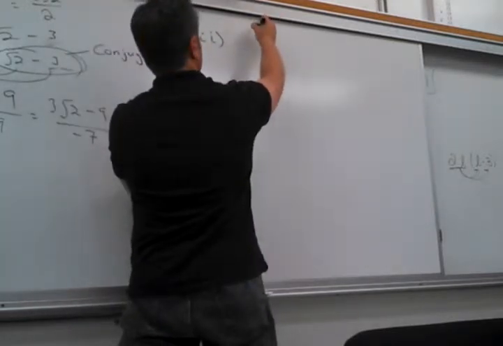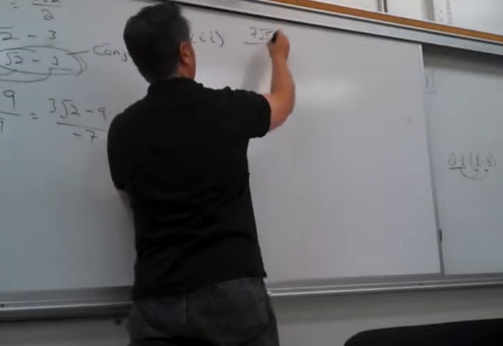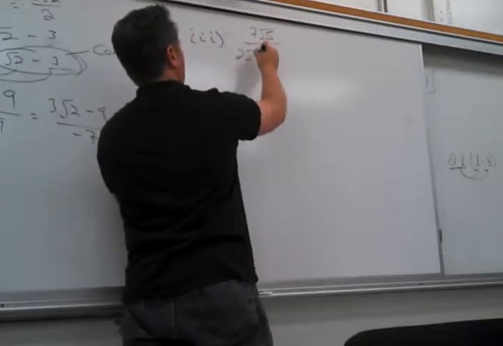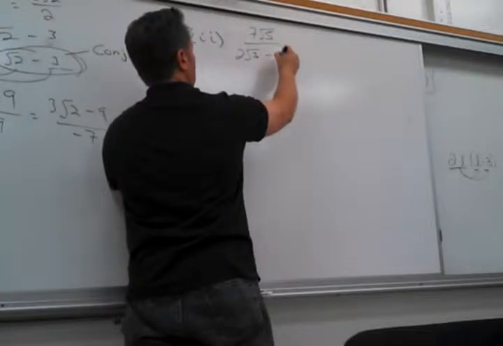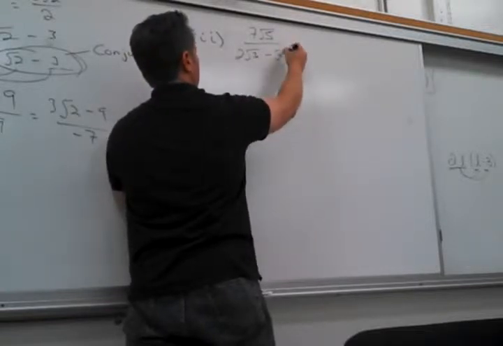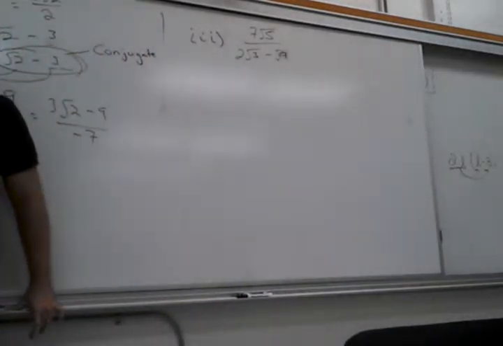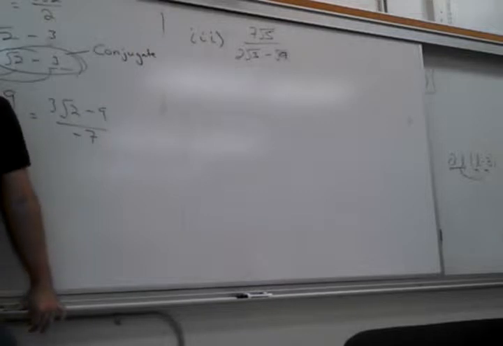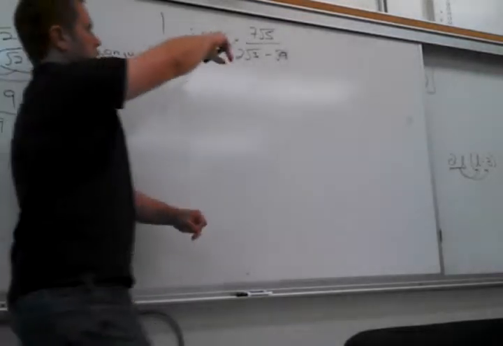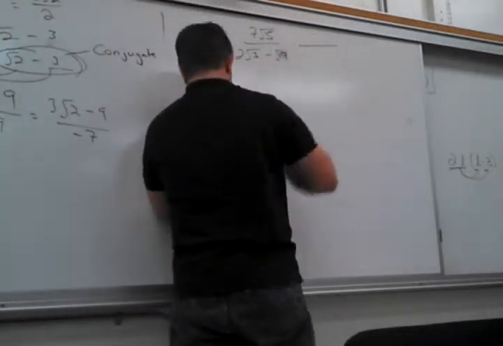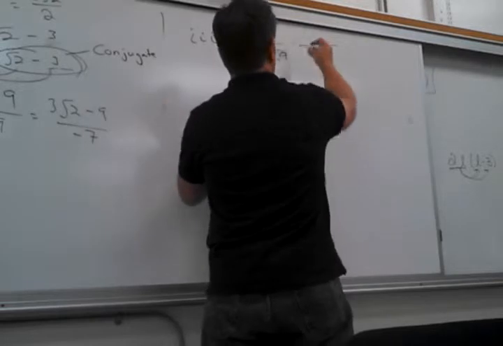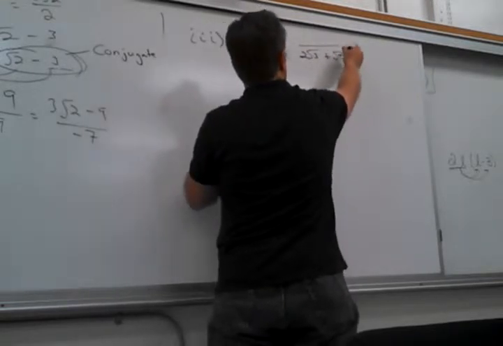So if I had something like 7 rad 5 over 2 rad 3 minus, let's make it really yummy, rad 7. So what will always work when you have 2 terms on the bottom, and either one of them or both of them have radicals in them, is to multiply by the conjugate. So what would the conjugate be in this case? 2 square root of 3 plus radical 7.